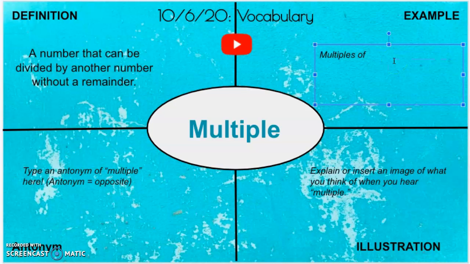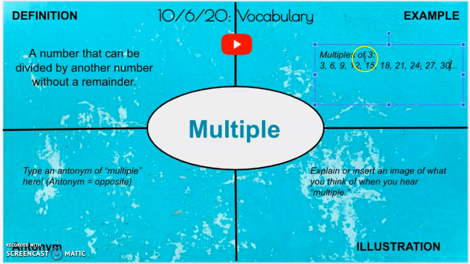of 3, multiples would be 3, 6, 9, 12, 15, 18, 21, 24, 27, 30, and so on, right?